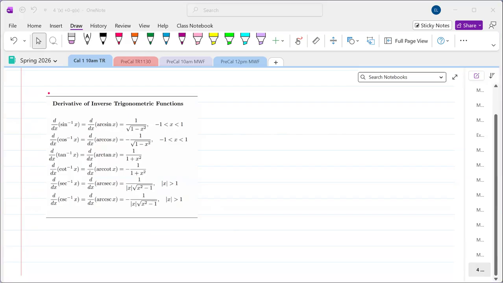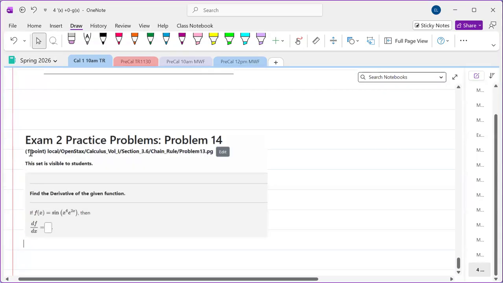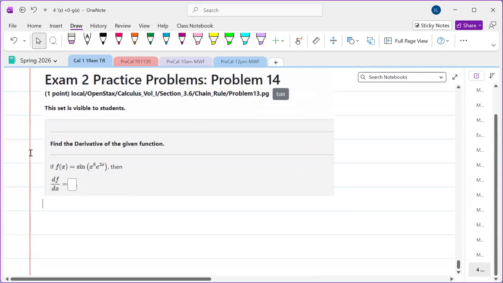All right, let's see. So here we go. This is a trig function, and then inside it is a product, and then inside that, we're even going to have a chain rule. So we've got a chain rule product chain rule.